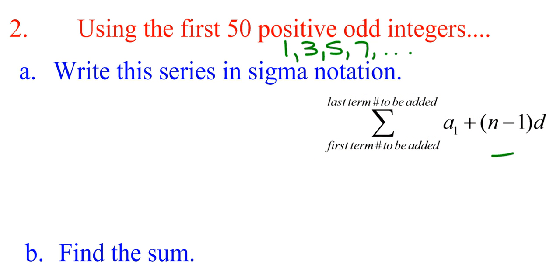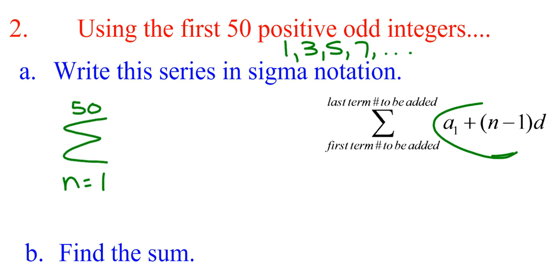So sigma notation is I'm going to use my summation symbol. N equals my first term. And I'm adding the first 50, so the top number is 50. And then I'm going to plug in this part of the formula right here. So A1 is 1, that's my first term, plus, and I'm going to keep this N minus 1, remember we leave it a variable on our calculator, and then times D, our common difference is 2. So now, part B says find a sum.